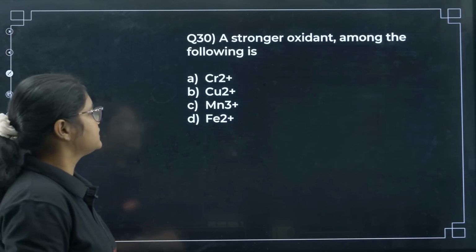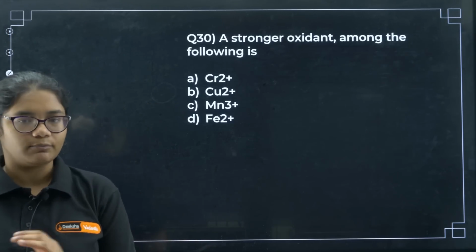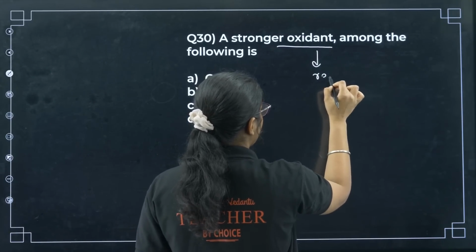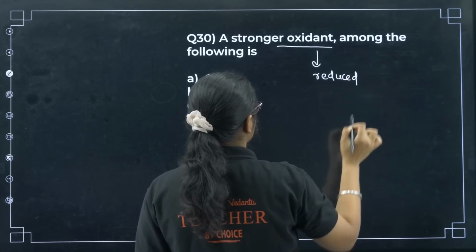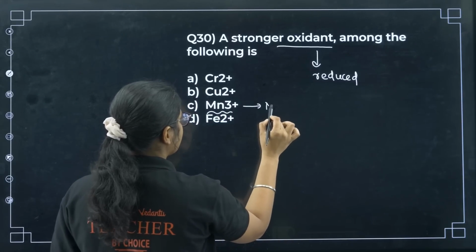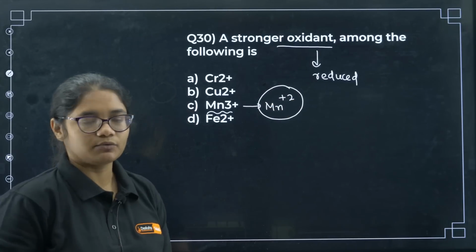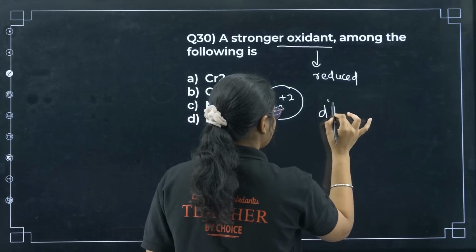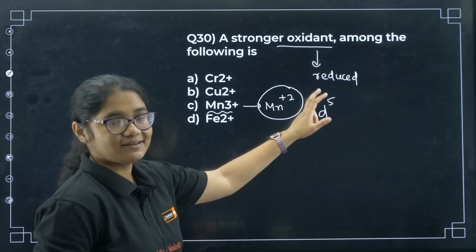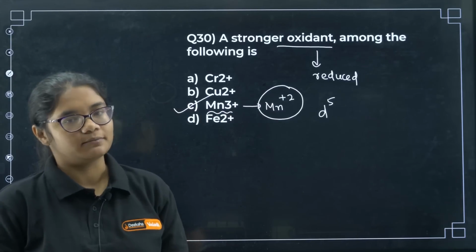Next, a stronger oxidant among the following is. Stronger oxidant among the following means it will oxidize others and itself it will get reduced, right? Itself it will get reduced. So if you see Mn3+ will get reduced to Mn2+, and you know this Mn2+ is very special. Why? Because of the stable d5 configuration, right? So Mn2+ is very stable because of this d5 configuration. So the correct answer for this question will be option number C.